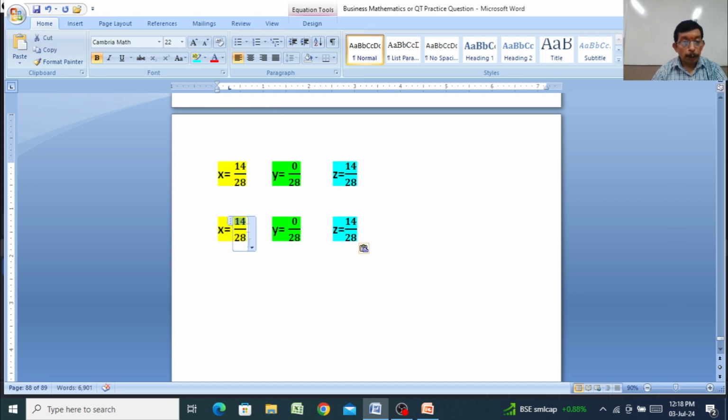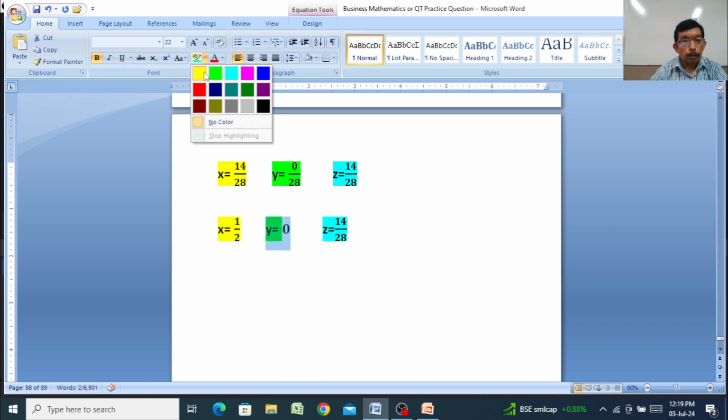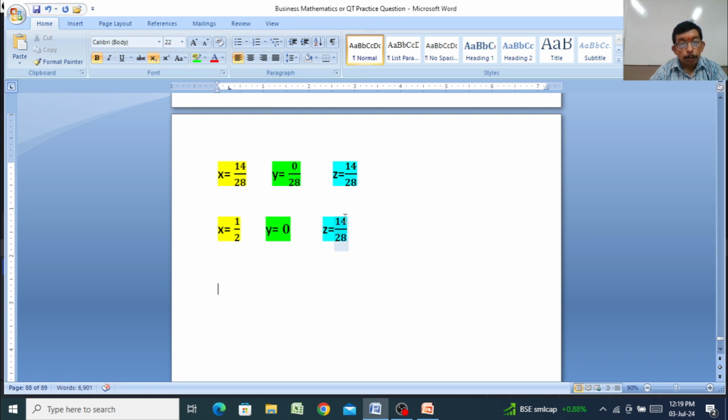Cancel out 14 and 28: 14 times 1 is 14 and 14 times 2 is 28. Note down 1 by 2. 0 divided by 28, the result is 0. Now 14 times 1 is 14, 14 times 2 is 28, cancel out numerator and denominator by 14. This is the final answer for the values of x, y, z.